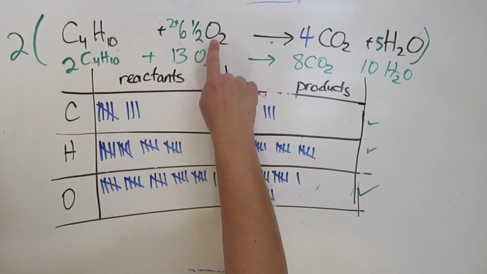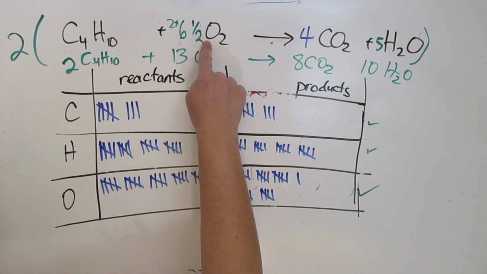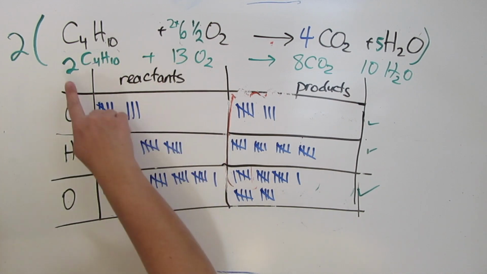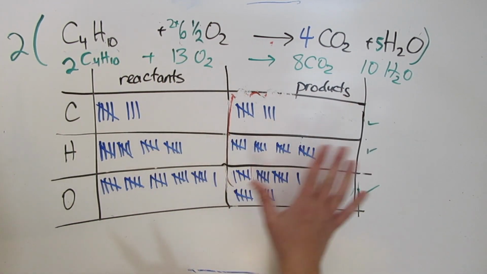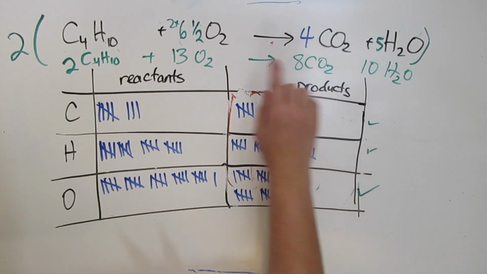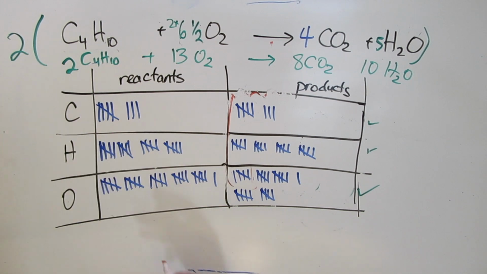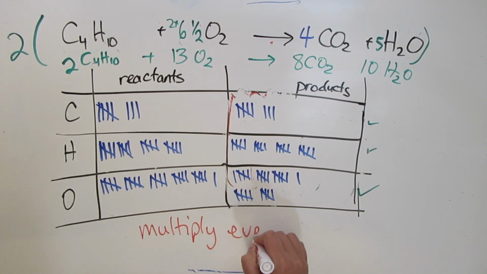The real key to solving this problem is how do you deal with something where you have half a package, and the answer is always to multiply everything by 2. So that is my trick for doing these things. You will see it a lot, especially in hydrocarbons, where you end up with a half molecule of oxygen. Just multiply everything by 2.